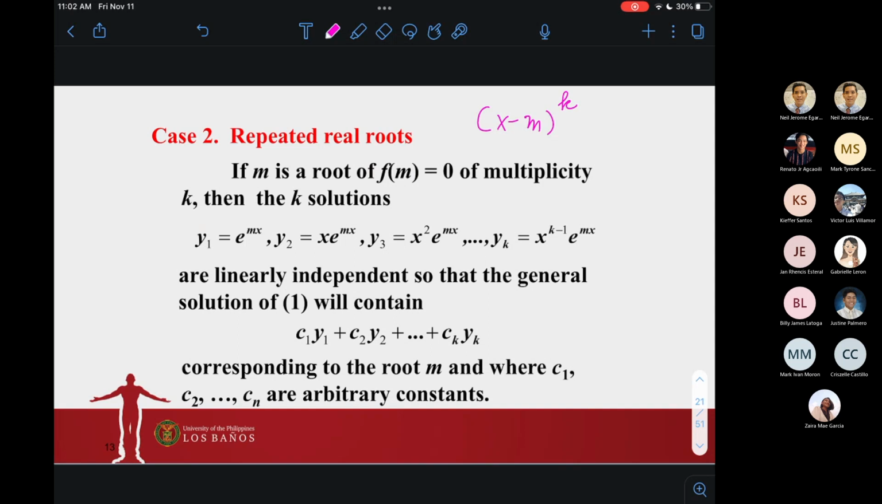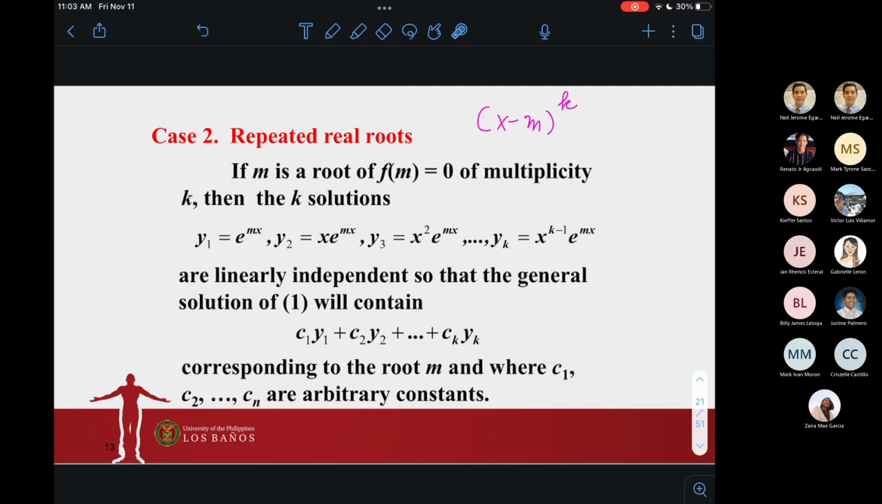Ang sinasabi ng ating case number 2 ay ganito lamang. Ang mga linearly independent solutions ng iyong GLDE ay e to the mx. So si m yung root natin, So meron kang e to the mx, tapos x times e to the mx, x squared e to the mx, hanggang makapunta ka kay x to the power k minus 1 e to the mx. So ito ay kapag meron kang nauulit na roots.